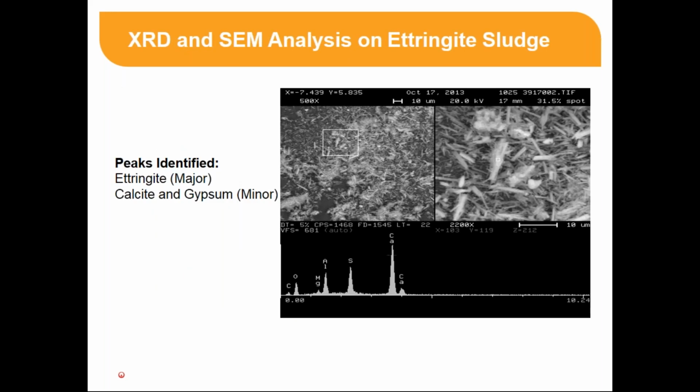The XRD and scanning electron microscopy on the ettringite sludge showed us the major peak was ettringite, and in the minor peaks we found some calcium carbonate and also some gypsum. So this indicated to us that whatever solids we produced in the ettringite reaction were only ettringite, not any other sludge. There was a little bit of calcium carbonate and a little bit of calcium sulfate, but the majority was ettringite.